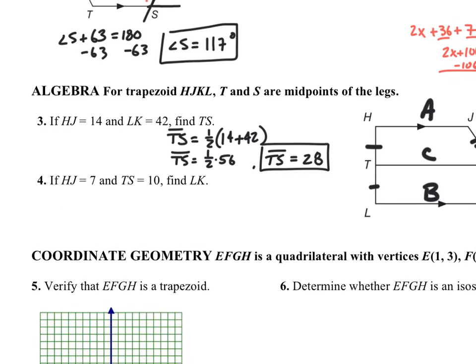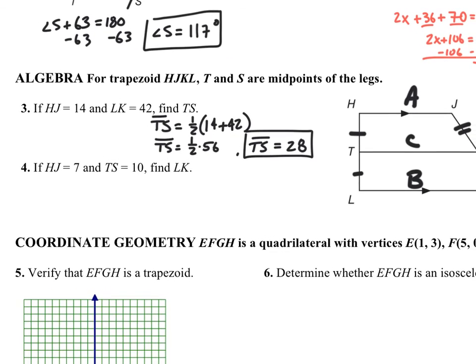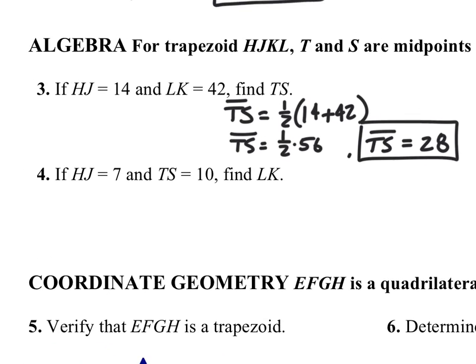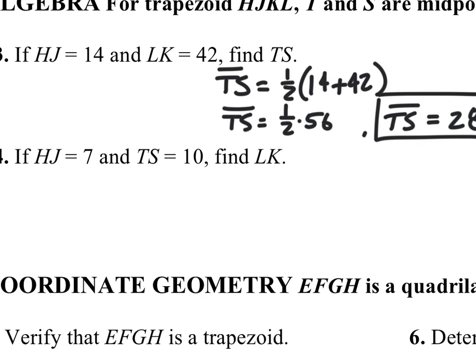So then the other one is that they give you, in number 4, the segment HJ is 7. They give you that TS is 10. They want you to find LK. They want you to work backwards. So let's go ahead and answer that question. What I'd want to do is I know that HJ is segment A. This is segment C, and this is segment B. All right. So I know that 10 is equal to 1/2 times 7 plus side length B, which is LK.